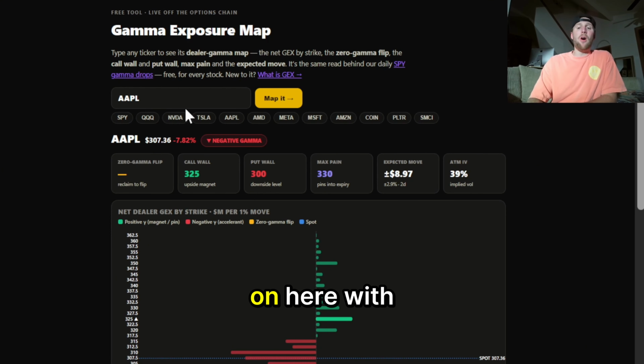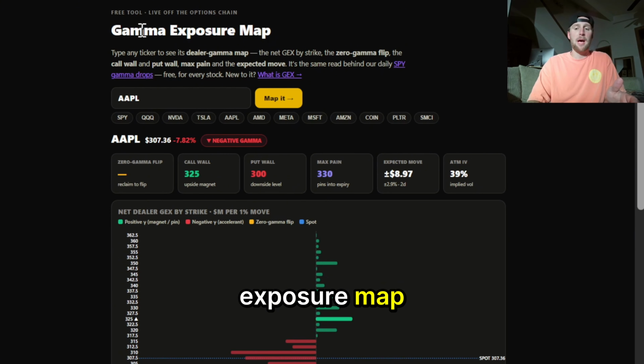So the lesson on here, with SPY in positive gamma, you fade that move. With Apple, you do not fade. You go with it. Same tool, once you read the regime, it's a completely different playbook, and you knew which way was which before risking a dollar. That is the whole point of reading the gamma exposure map. Now let's go to Tesla.